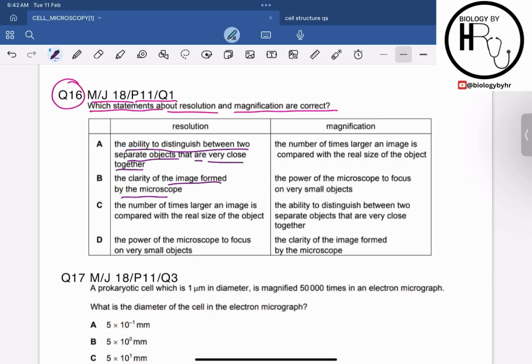Magnification is the number of times larger an image is compared with the real size of the object. Yes, this is the correct definition of magnification. The power of the microscope to focus on very small objects. No, this cannot be the definition of magnification, I believe. No, it cannot be, right? So hence the correct answer here would be option A. These are the correct statements about resolution and magnification.